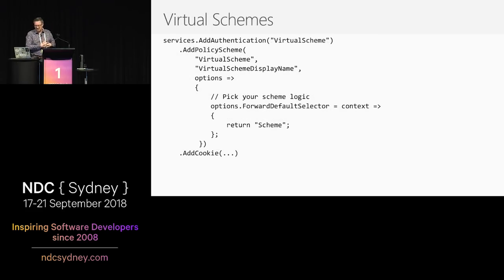We also have virtual schemes, which is a different way of doing exactly the same thing, because we never like to give you one way to do things. We'd like to complicate things. You can set up a virtual scheme, which is an authentication scheme which has no authentication in it. It is just the forwarding inside here. So you would add authentication and say, I'm going to use my virtual scheme as my default. And then we add a policy scheme. We have our virtual scheme name. We have a display name, which you don't particularly need to worry about. And in our options, we can put a forward default selector in there and choose which one we want to end up with. Two ways of doing exactly the same thing. I like this way, because then it's not on individual options inside handlers.